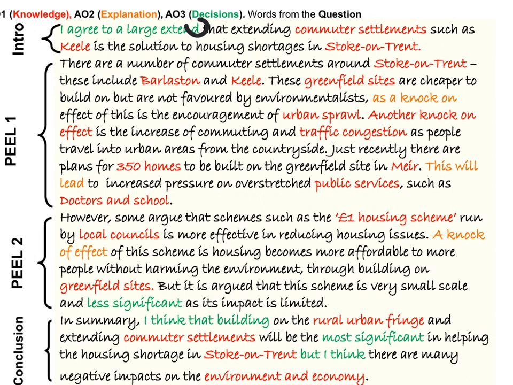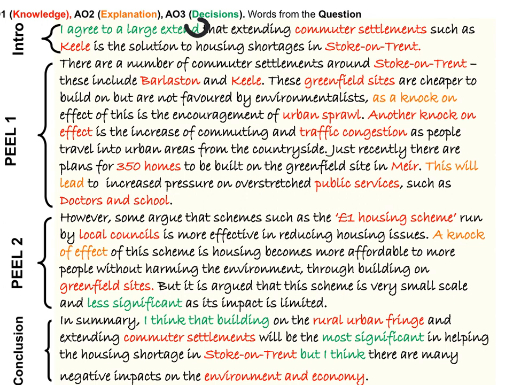Another knock-on effect of this is the increase in commuting and traffic congestion as people travel from urban areas from the countryside. Just recently, there are plans for about 350 homes to be built on the greenfield site in Mere. This leads to an increased pressure on the overstretched public services, such as doctors and schools.